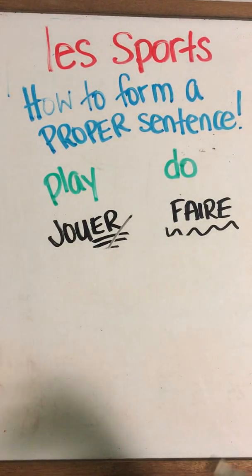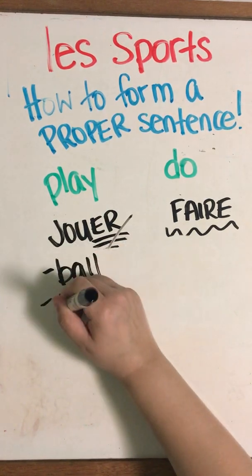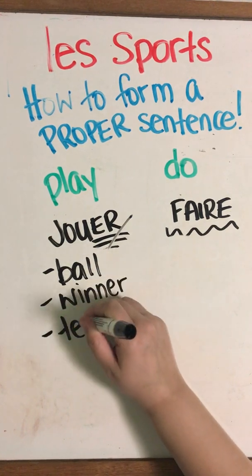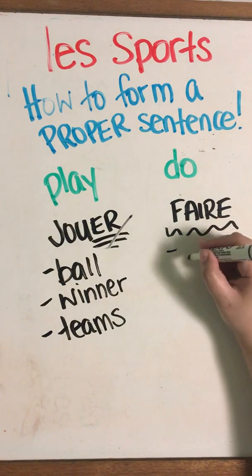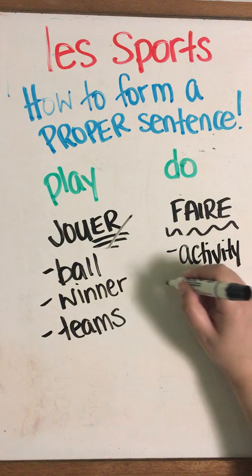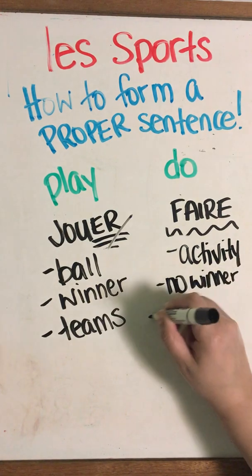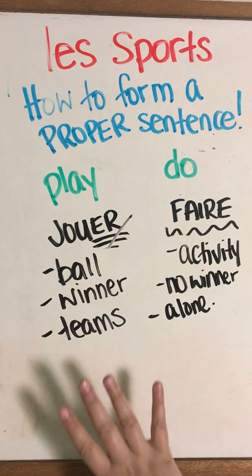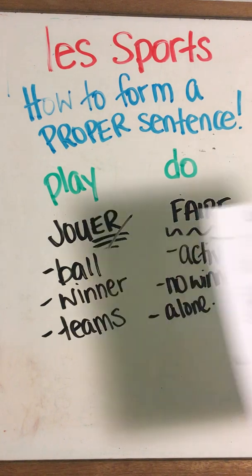How do I know if I'm playing it? If I use a ball, if there is a winner, and if there are teams. If I'm doing it, it is an activity. No winner. I could do it alone. Okay, so we have those figured out. This is step 1. Once I figure out which ones I'm doing and which ones I'm playing.